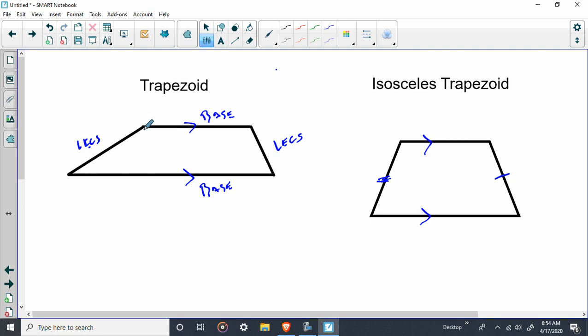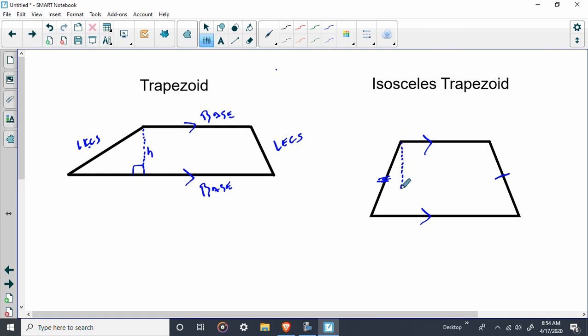A lot of times what we're going to want to find is the height. So the height is going to be super important for us. It will be a right angle. So what does that tell us? Oh, look, a right triangle. All of a sudden, that becomes very, very useful: Pythagorean theorem, trigonometry. That's a bit about isosceles trapezoids.